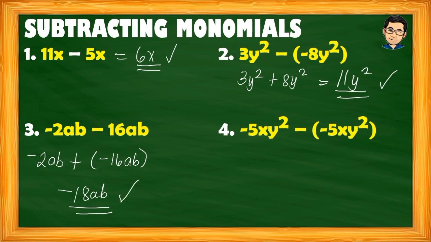Next, negative 5xy squared minus negative 5xy squared. So, change the sign of the subtrahend and then proceed to the rules of addition. So, negative 5xy squared and then plus. So, negative 5xy squared will become positive 5xy squared. So, kung mapapansin nyo, pareho po sila ng terms. Magkahiba lang po ng sign. So, our answer will be 0.